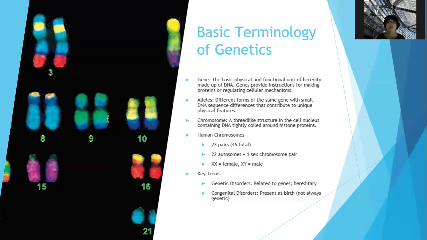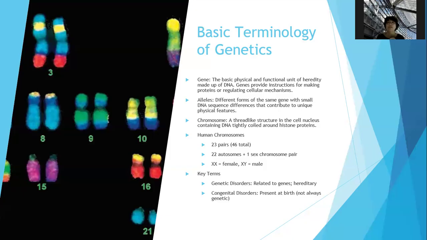So, basic. Alleles are different forms of the same gene with a small DNA sequence difference that can contribute to unique physical features. So, to take a very simplistic example, and it's more complicated than this, but to simplify it, like the allele for blue eyes versus the allele for brown eyes. If we have the same gene, I just happen to have the brown-eyed allele and you have the blue-eyed allele, we're going to have unique physical features.